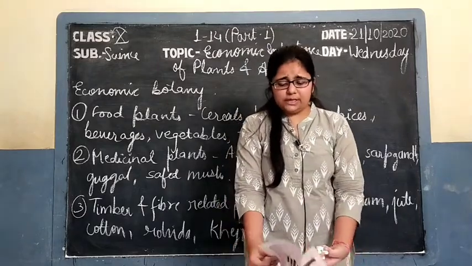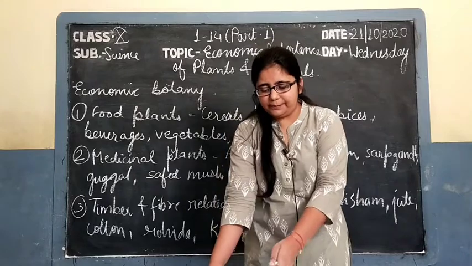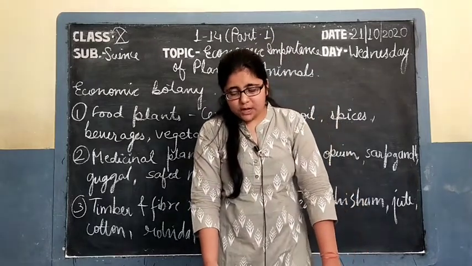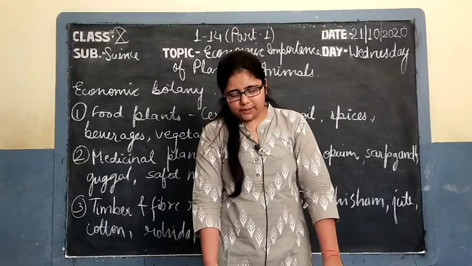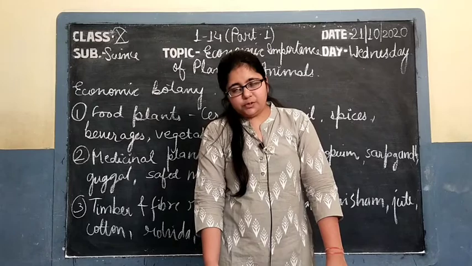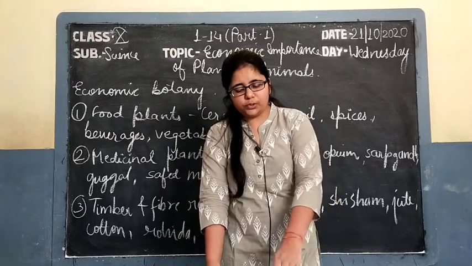So these are the plants, fiber yielding and timber. I am repeating their names. First of all jute, that is Corchorus capsularis. The second one is cotton, that is Gossypium species. Then sun hemp, that is Crotalaria juncea. Coconut, that is Cocos nucifera.